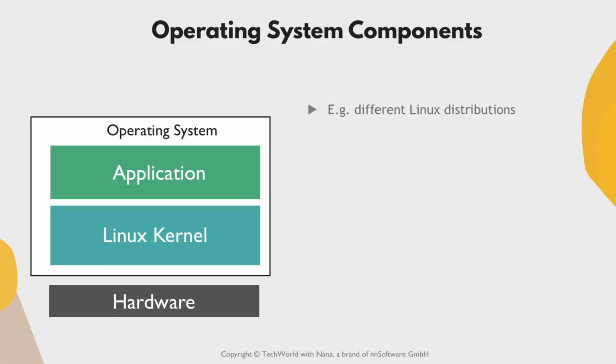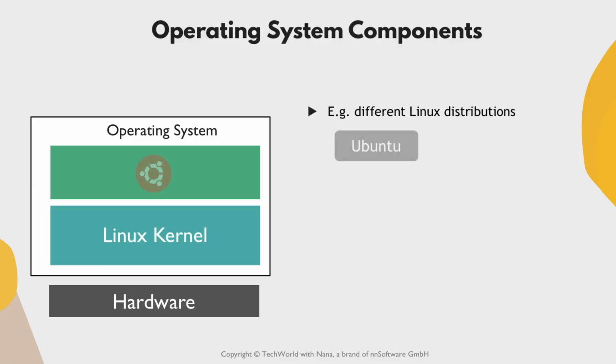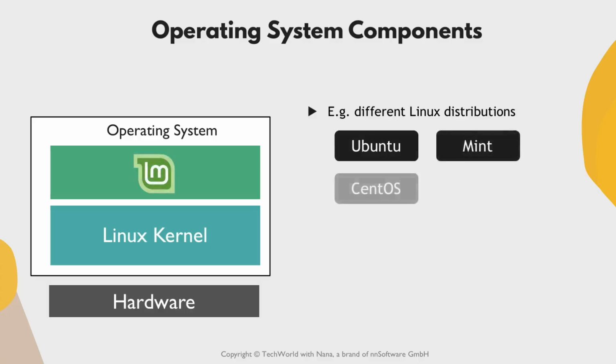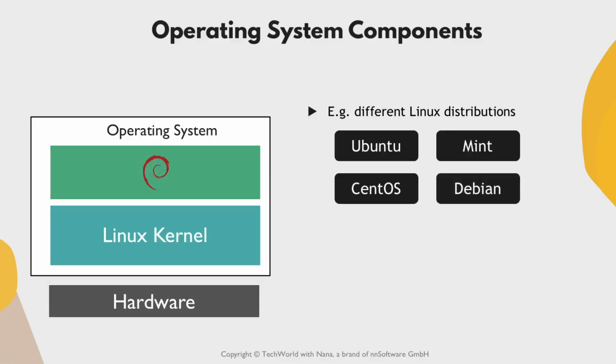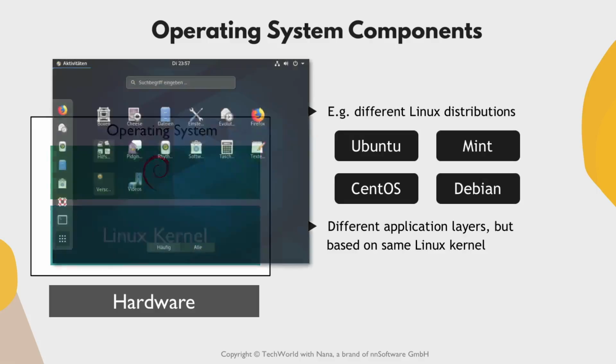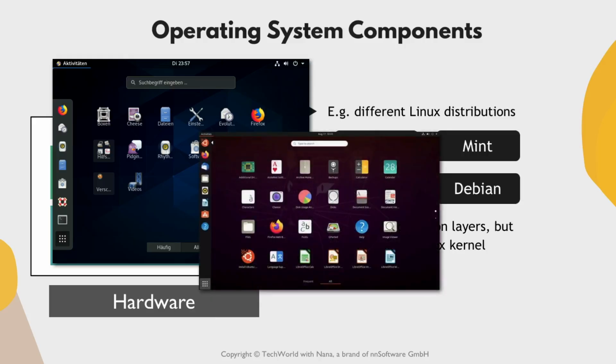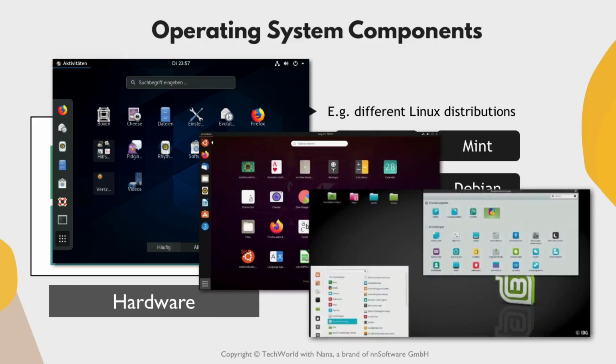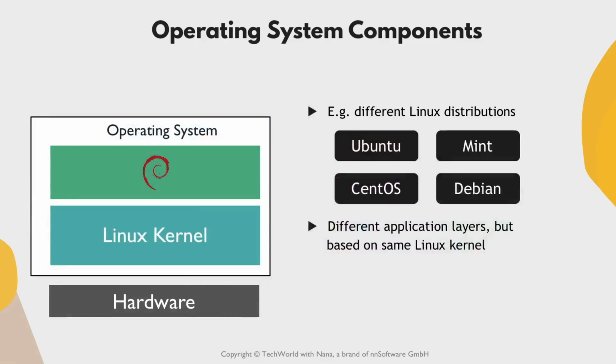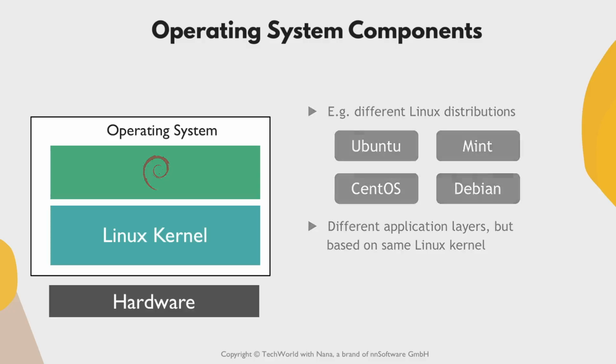For example, different distributions of Linux like Ubuntu, Linux Mint, CentOS, Debian, these are all different Linux distributions which have different application layers but are based on the same Linux kernel. So for example, they have different color themes, different icons, the graphical user interface looks different, and also they have different applications packaged inside the distribution, like different application managers, different programming languages, as well as different command line interfaces, compilers, etc.